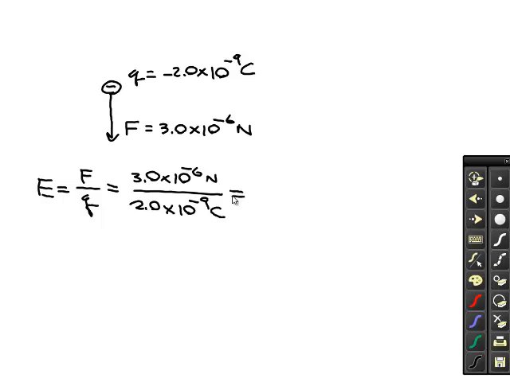All right. So 3 divided by 2 is like 1.5. So minus 6 minus a negative 9. That's like to the third power, yes?